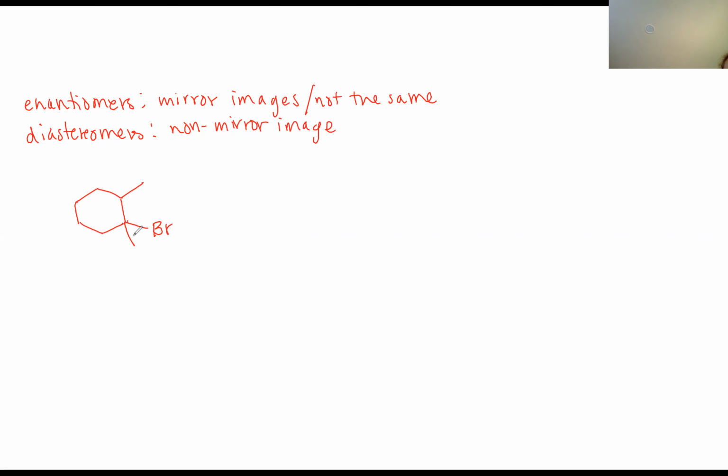Does anybody remember the formula? Isn't it 2 to the number of chiral centers? Right. So 2 raised to the nth, where n is the number of chiral centers. So in this case, we have 2 squared, which gives us 4. So we're going to draw out all of our possible stereoisomers.